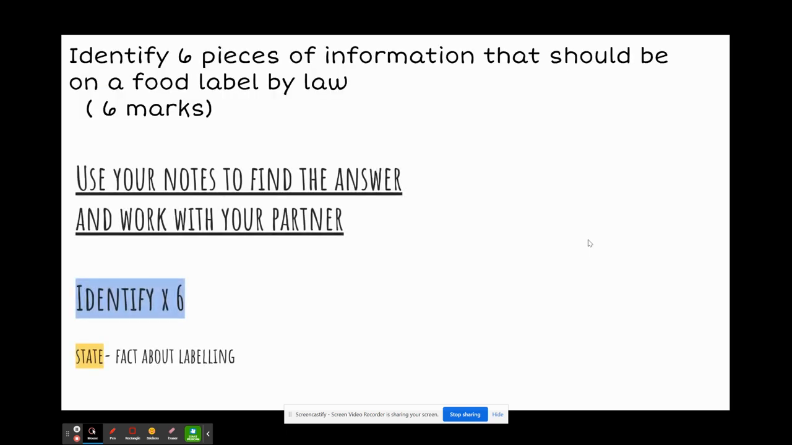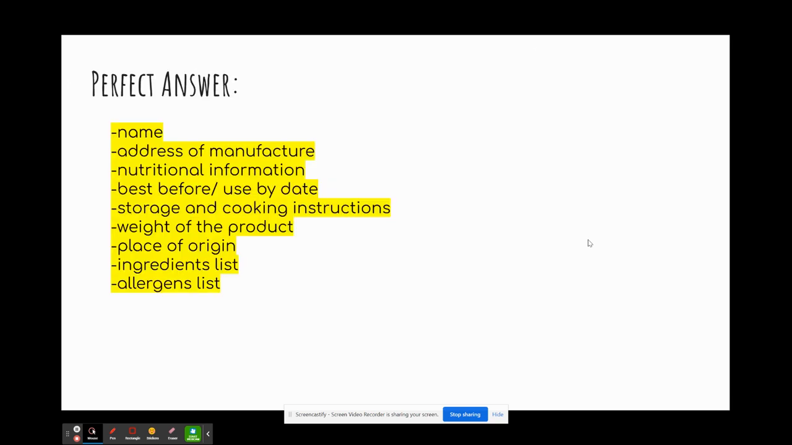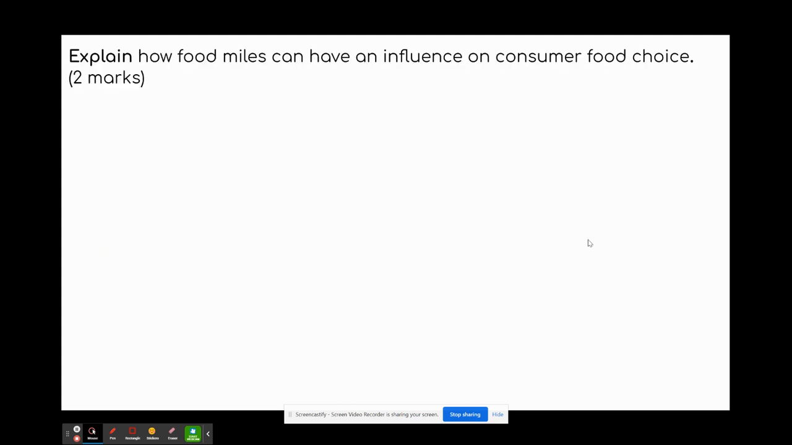Another identify question where we are gaining 6 marks for our 6 points that we could have. And these are all pieces of statutory labelling, which means labelling that must be on a food label by law. These include the name, the address of the manufacturer, any nutritional information, the date mark, which includes the best before and use by date, storage and cooking instructions, the weight of the product, place of origin, ingredients, and allergens.